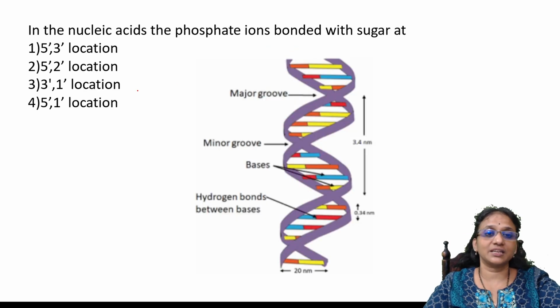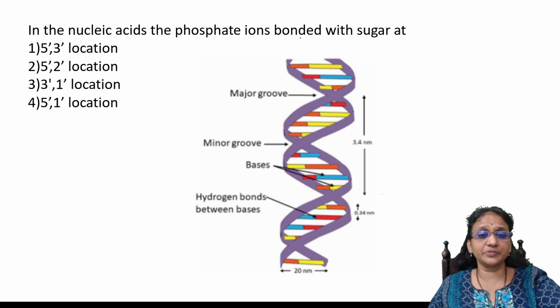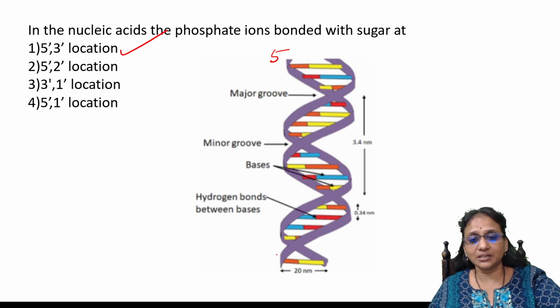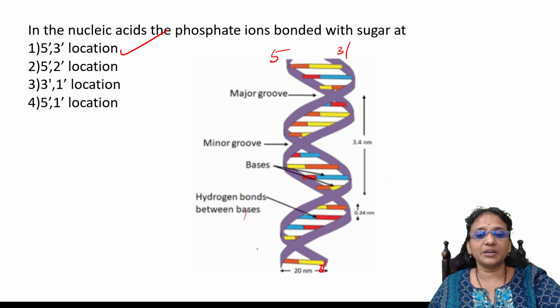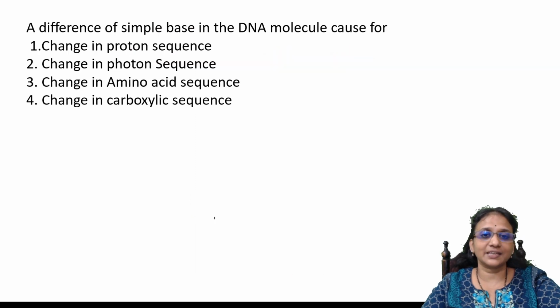Okay, next question. In the nucleic acid, the phosphate ions bonded with sugar are located in? It's nothing but 5 prime, 3 prime location. Yes, 5 prime, you take a turn, it's going like this. 5 prime to 3 prime, and 3 prime to 5 prime. Right, done. So next question.